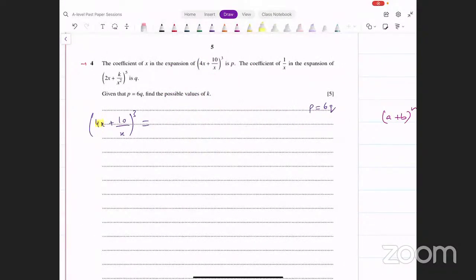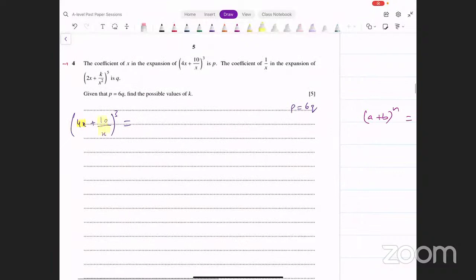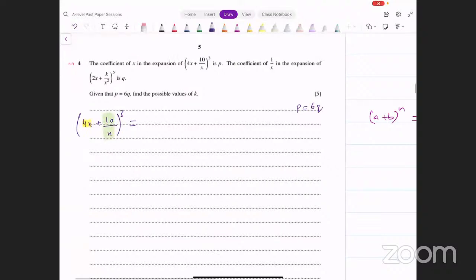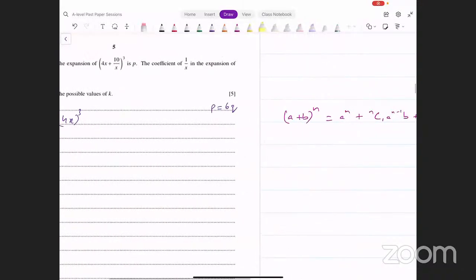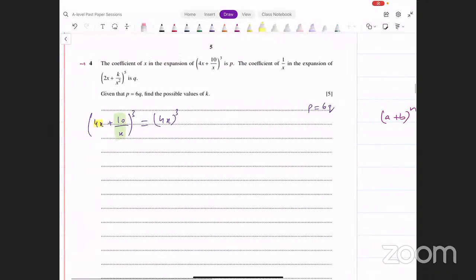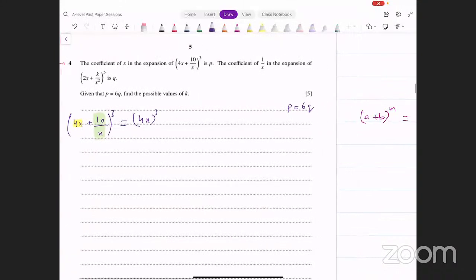4x is a and 10 over x is b. ठीक है, इसको expand कर दें simply. 4x whole raised to power 3, a raised to power n था ना, so that's going to be 4x whole raised to power 3 plus nc1, so this is going to be 3c1, 4x whole square into b is 10 over x.